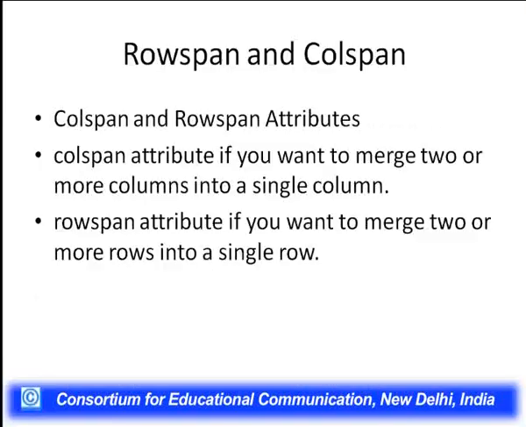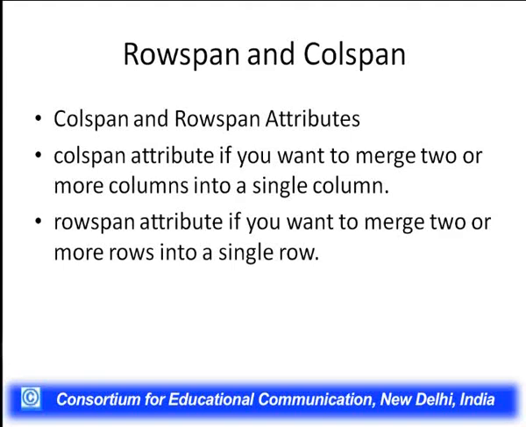Then we have often seen that there is a need to merge rows and columns in tables. There are situations where you want to combine two columns into one, or you want to combine two rows into one. This can be achieved using other attributes, that is rowspan and colspan. These attributes are specified with the TD tag. So, in the TD tag you specify when you want to merge the rows or the columns of the table.